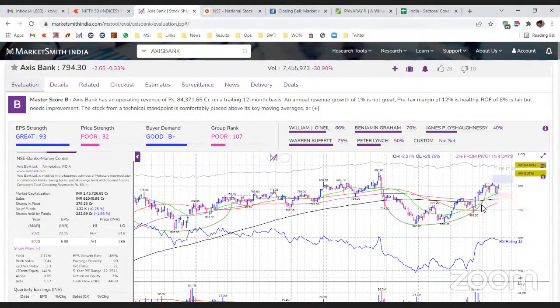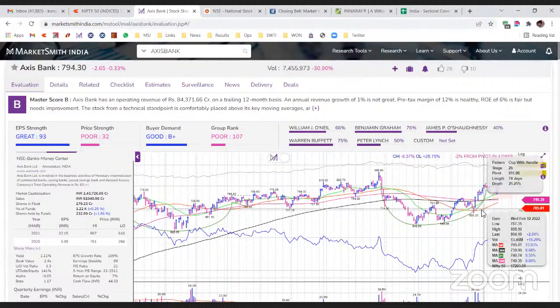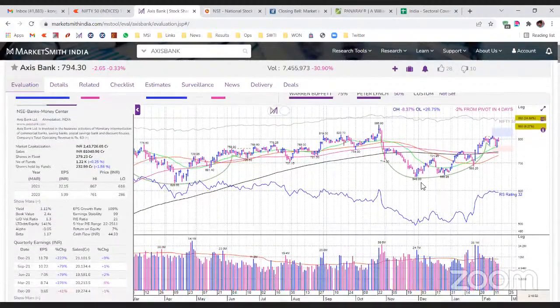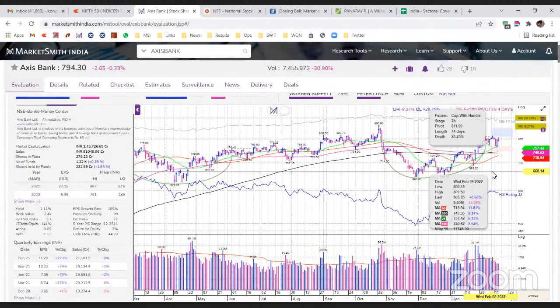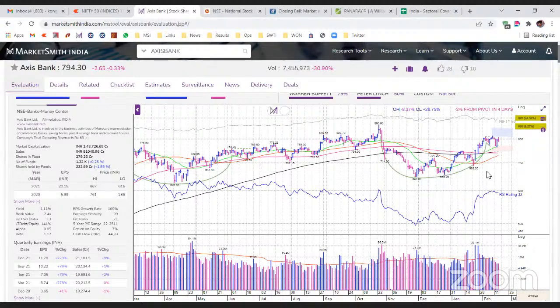Axis Bank is slightly similar to ICICI Bank, its private bank peer, which has a very good EPS of 93. However, its RS is at 32 because of underperformance again. During the base formation, the stock volume has been on the lower side, which is a good sign. However, during the handle formation, the stock has been very highly volatile because of the general market, not just related to Axis Bank.